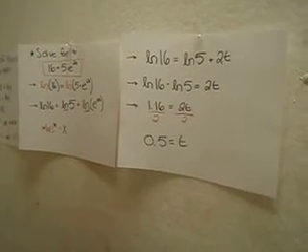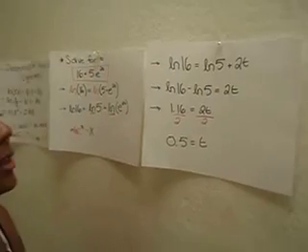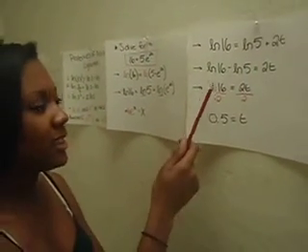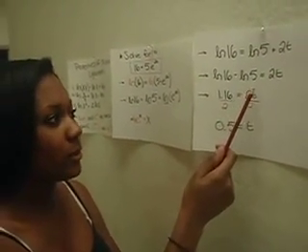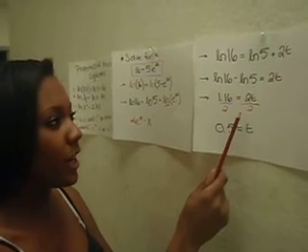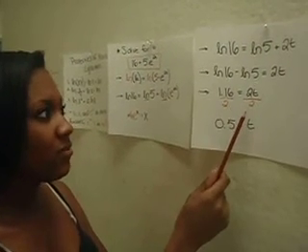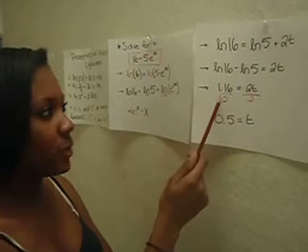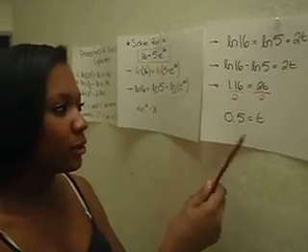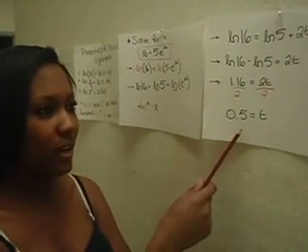Now you have to try and get t by itself. So logarithm of 16 minus logarithm 5 equals 2t. Then you divide by 2, and logarithm 16 equals 1.16. So your answer is 0.5 equals t.